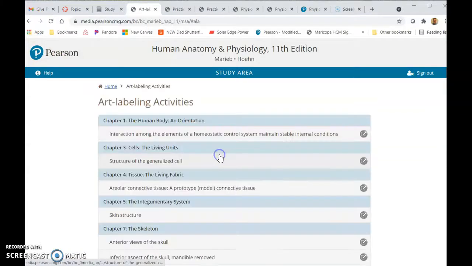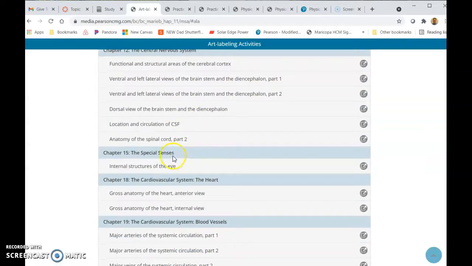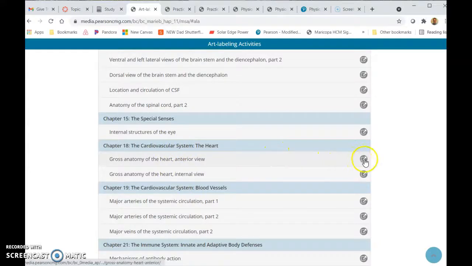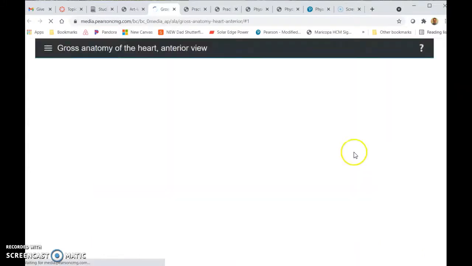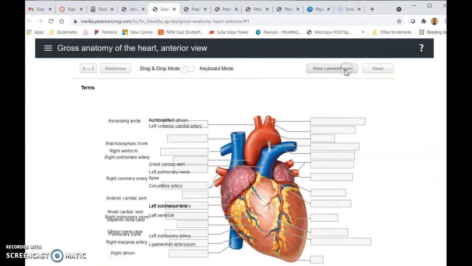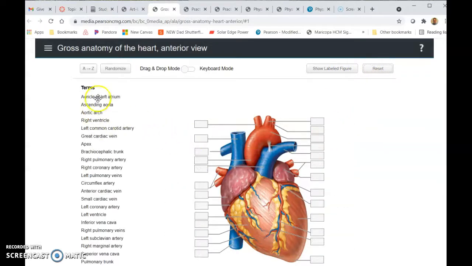But art labeling activities, if you go to the right chapter. So here's the heart, the blood vessel. So nothing on endocrine, but you can take a look at this as well. It just gives you some other information when we're studying the heart. It lets you kind of label things. And so show labeled figure, and you get all labels, and you can hit it again or reset it, and they're all gone. And then you try to drag these over.